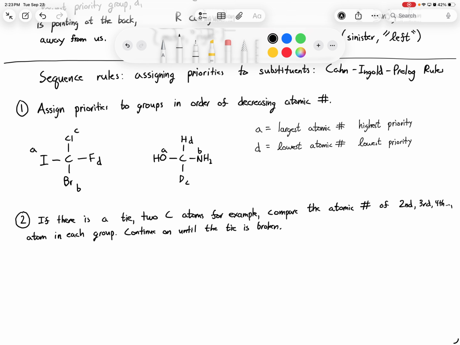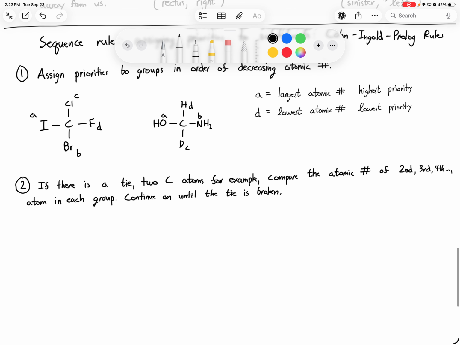All right, because remember nomenclature, we always said, okay, number the chain where the point of first difference, the numbering is lower, right? Remember we said that? So here that's the same thing. You're going to compare the chains until the point of first difference is found where the tie is broken, okay? So let's do an example here.